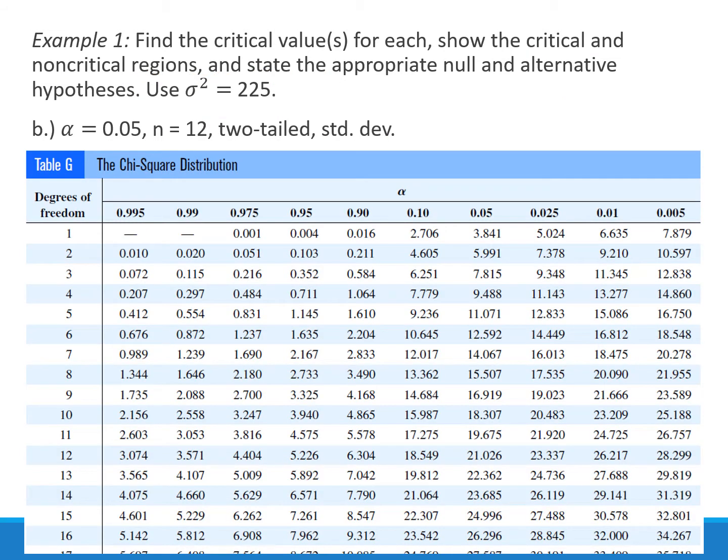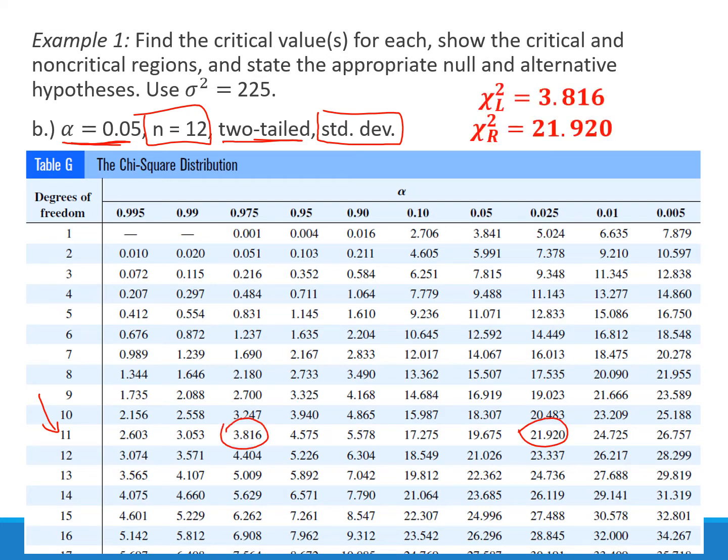Same thing for part B with two minor differences. It tells us that this is a two-tailed test instead of a right-tailed test, and it also says we're going to be working with standard deviation instead of variance, like in part A. So sample size of 12, 11 degrees of freedom. Since it's two-tailed, this alpha level is going to get split up where half is in each tail. So we have 2.5% on the right side, and the other 2.5% on the left side. So there's two critical values here.